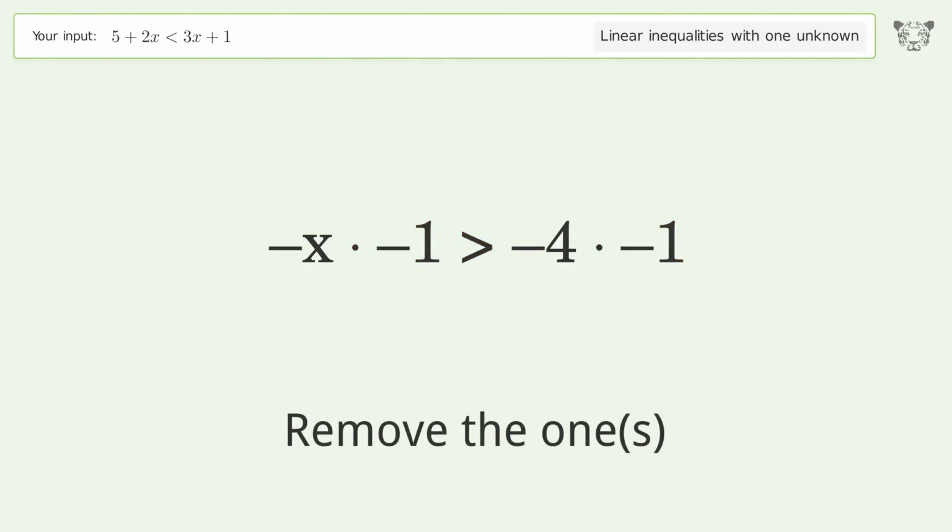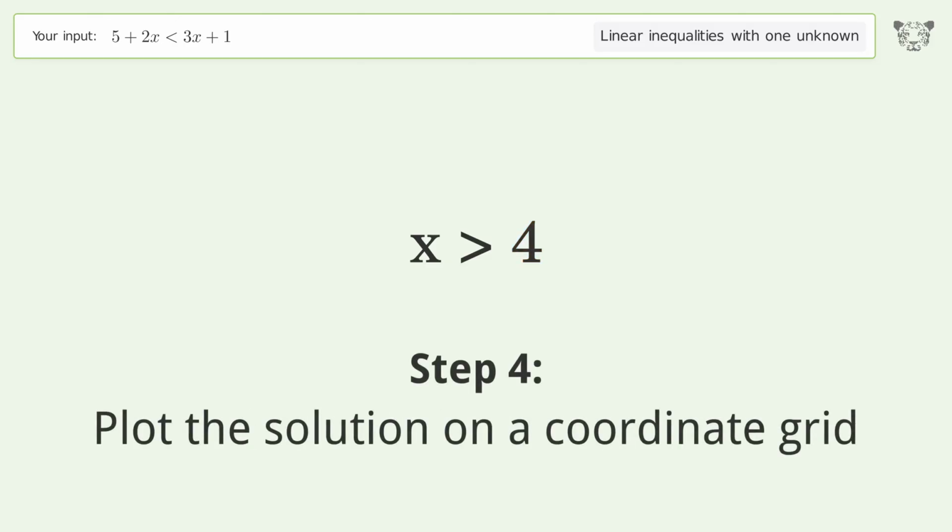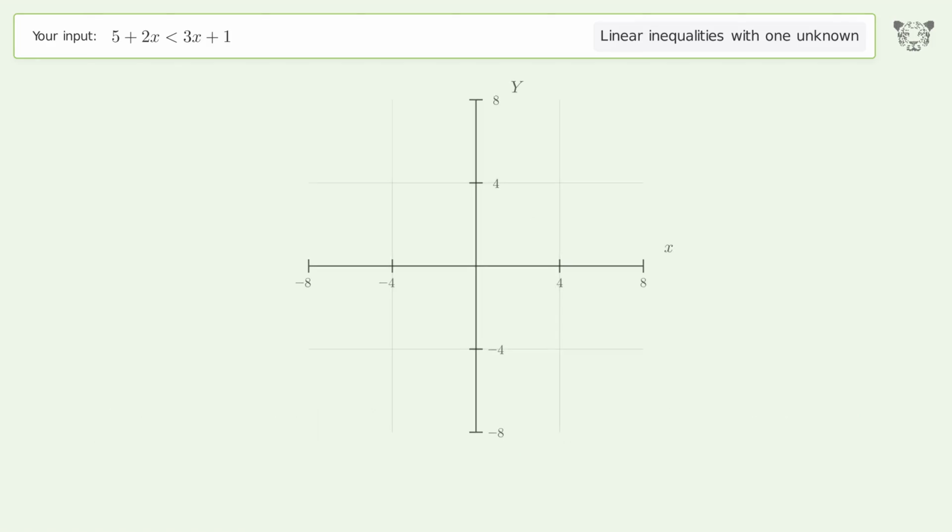Remove the ones. Simplify the arithmetic. Plot the solution on a coordinate grid. And so the final result is x greater than 4.